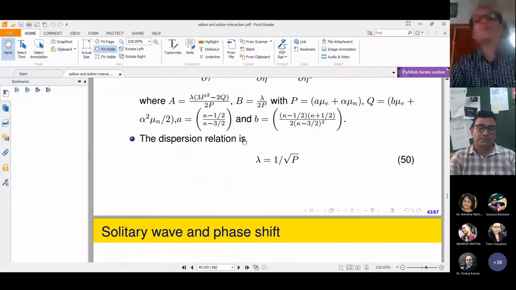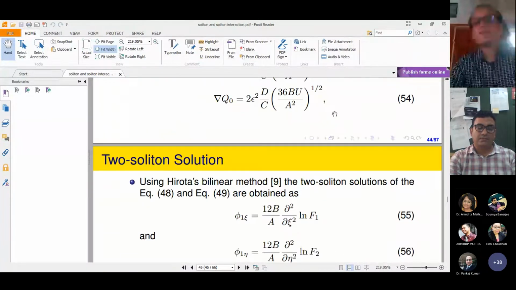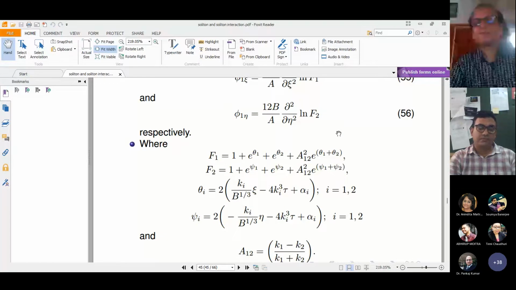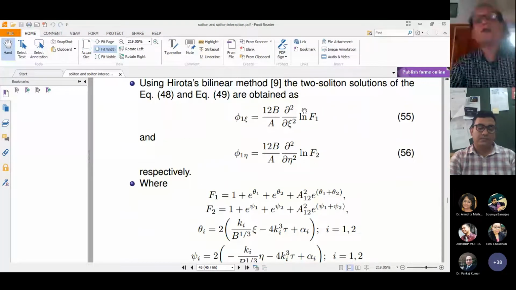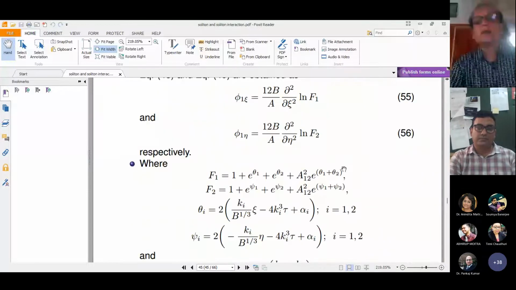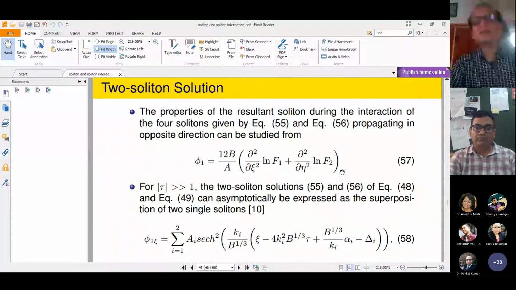So like the previous way, this is the dispersion relation. This is the simple soliton solution. These are the phase shifts given by equations 53 and 54. In the same way, by Hirota's bilinear method, we obtain the multi-soliton solution. This is F1 for the first wave, first KdV equation, and F2 for the second KdV equation. These are the phase changes.